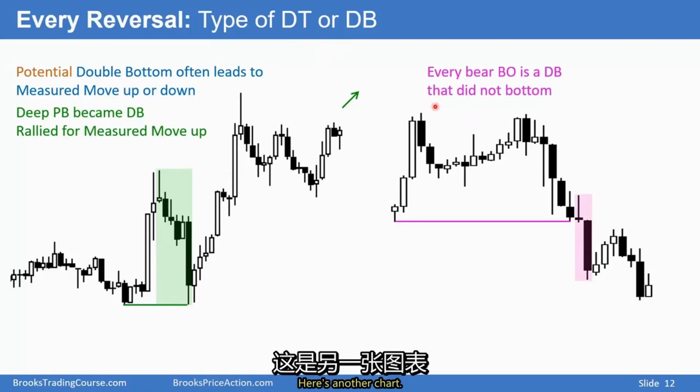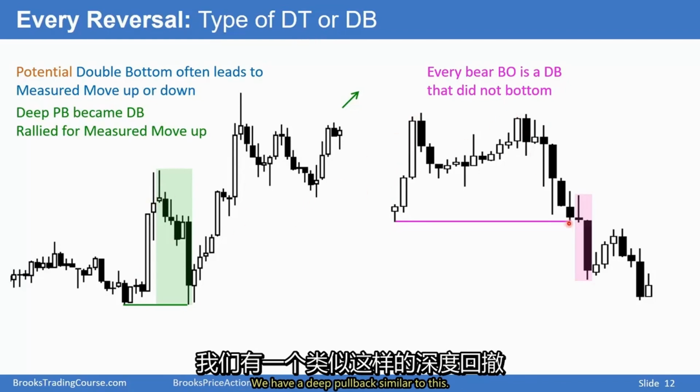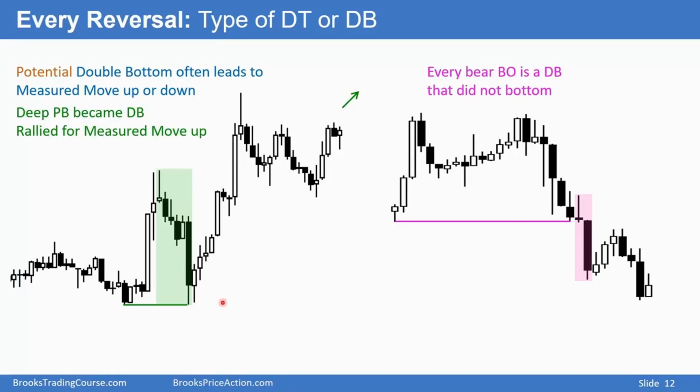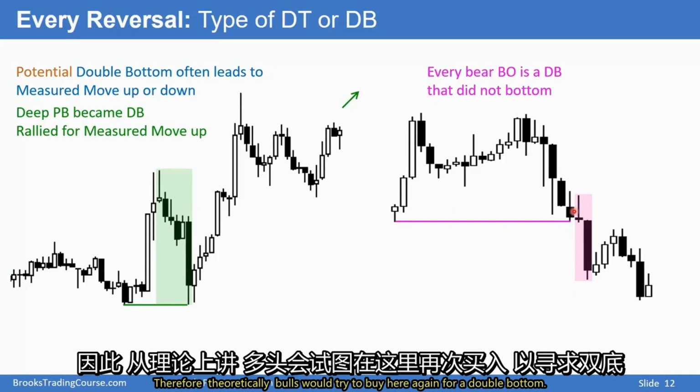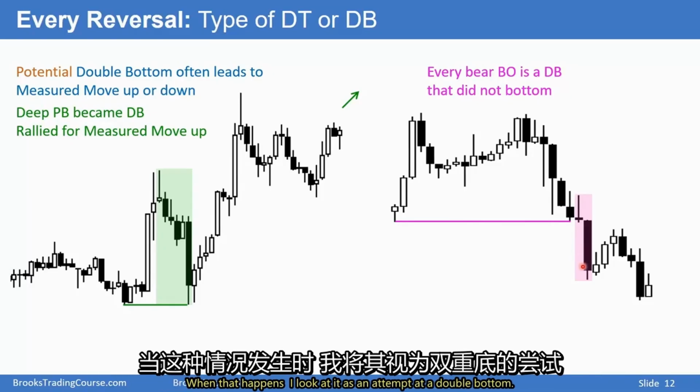Here's another chart. We have a double top. We have a neckline of the double top here. And how I look at this is this way. We have a strong bull breakout, similar to this. We have a deep pullback, similar to this. Therefore, theoretically, bulls would try to buy here again for a double bottom. Sometimes, instead of getting the double bottom, we get a strong bear breakout. When that happens, I look at it as an attempt at a double bottom.